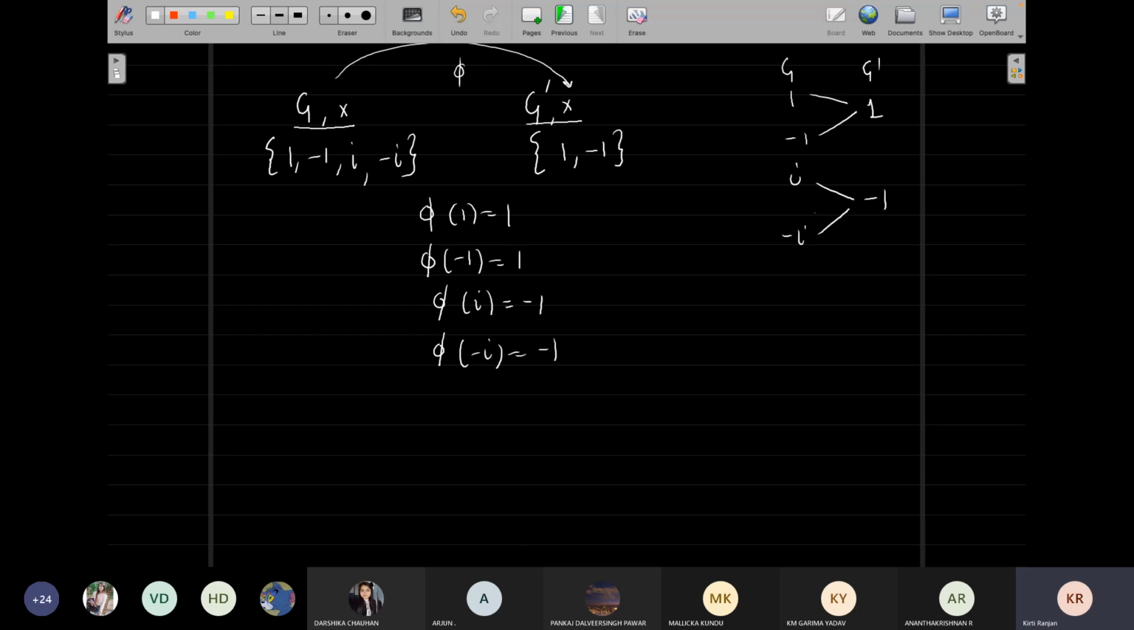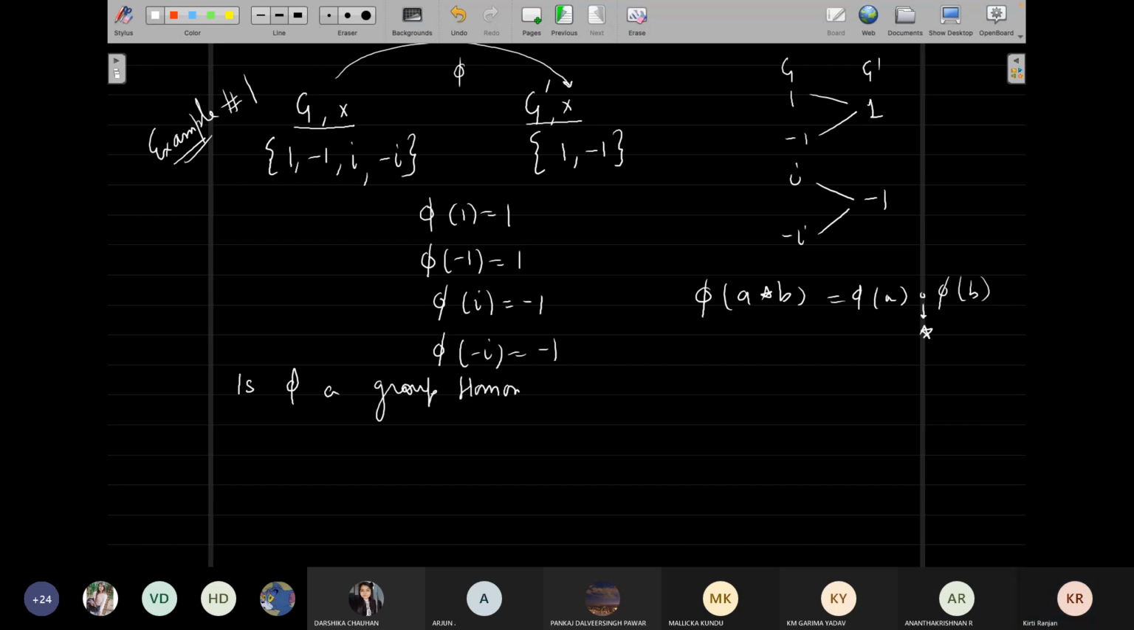And you will ask, why did you construct this? I will construct something else also after this one. But I just want to see if phi(a star b) is equal to phi(a) dot phi(b) under all the cases. In this particular example, this dot is the same on both sides. In some other example, it can be different. So let's just try to see. Question: is phi a group homomorphism? Let's just try to answer this.